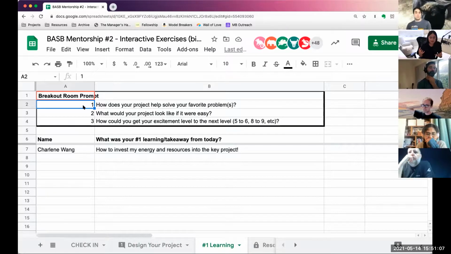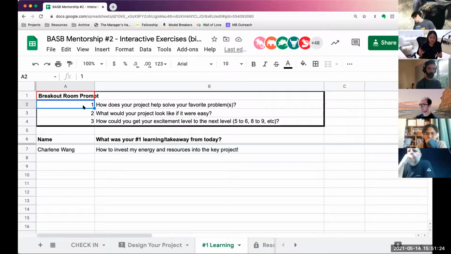One is I would love you to just talk about how does this project help solve your problem, connecting the dots even further. Number 2, what would it look like if the project were easy? Maybe 1% easy, maybe 10% easy. Like what would it look like if it were easy?